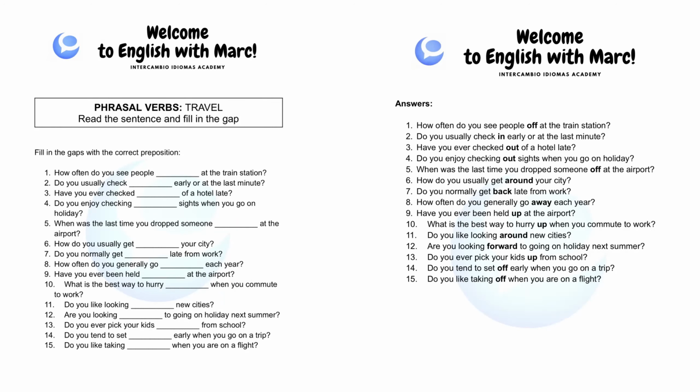So, Sandy, how often do you see people off at the train station? What is to see off? It means you take them to the train station and you say goodbye at the train station. For example, when my mother comes to visit me, I do not say goodbye sitting on my sofa. I take her to the train station and I say goodbye to her. I see her off at the train station.